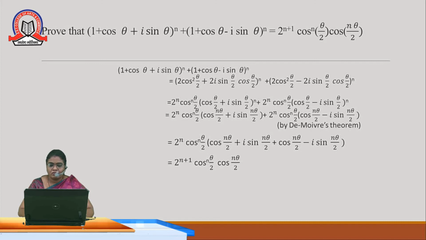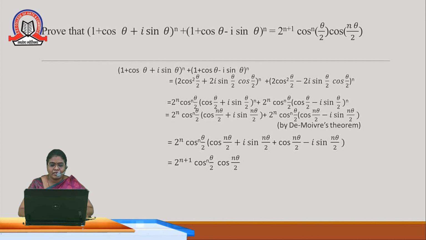Now whole power n is there in both terms. Removing the common terms, 2 is common in both and cos theta by 2 is common in both. Removing that, we will get 2 power n cos power n theta by 2. Inside what remains is (cos theta by 2 plus i sin theta by 2) whole power n, plus in the second term also taking the common term, we get 2 power n cos power n theta by 2 into (cos theta by 2 minus i sin theta by 2) whole power n.